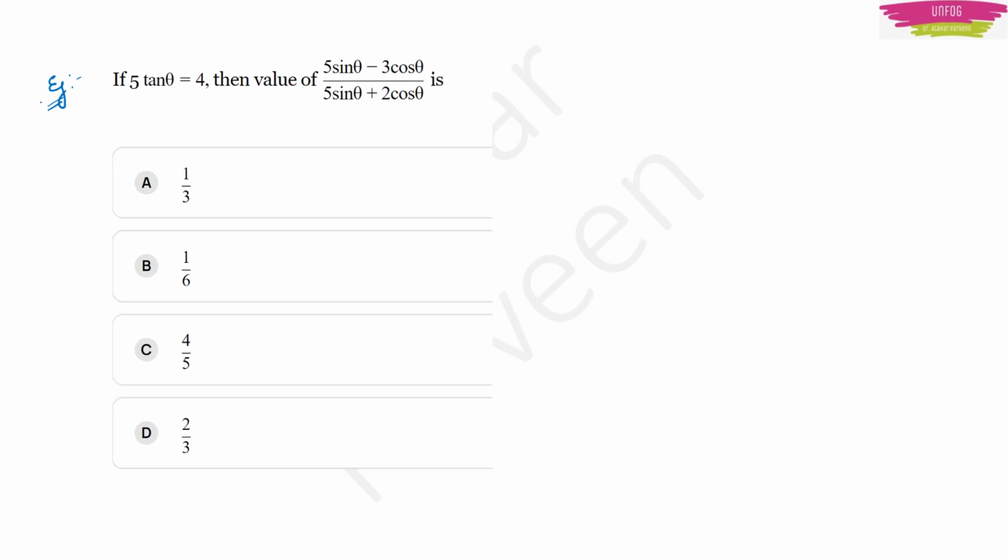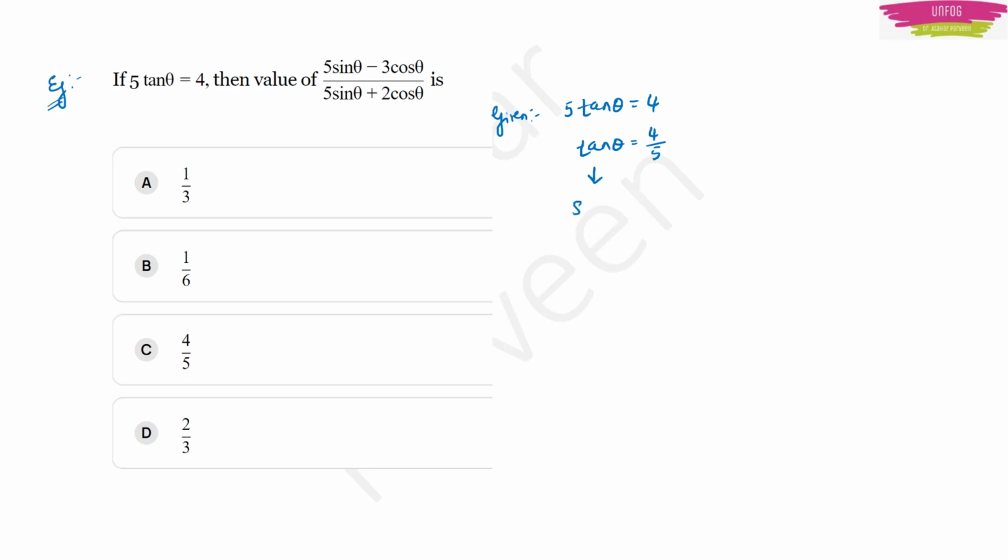Okay. The question is, if 5 tan theta is equal to 4, then the value of (5 sin theta minus 3 cos theta) upon (5 sin theta plus 2 cos theta) is. Now what you can do is, what is given first? Given is 5 tan theta is equal to 4. With this you will have tan theta is equal to 4 upon 5, right?